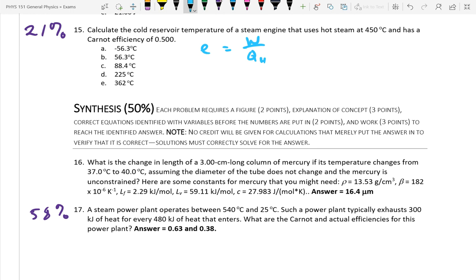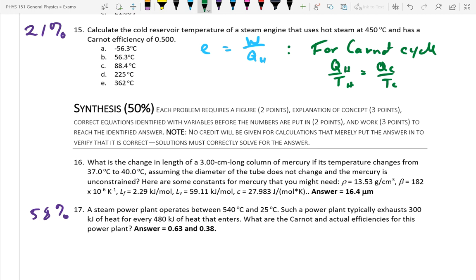And so does it give me the work out? No. Give me the heat added? No. But it also is asking for the Carnot efficiency. So it's relating to Carnot efficiency. For the Carnot engine, we have a rule that the heat is proportional to the temperature.